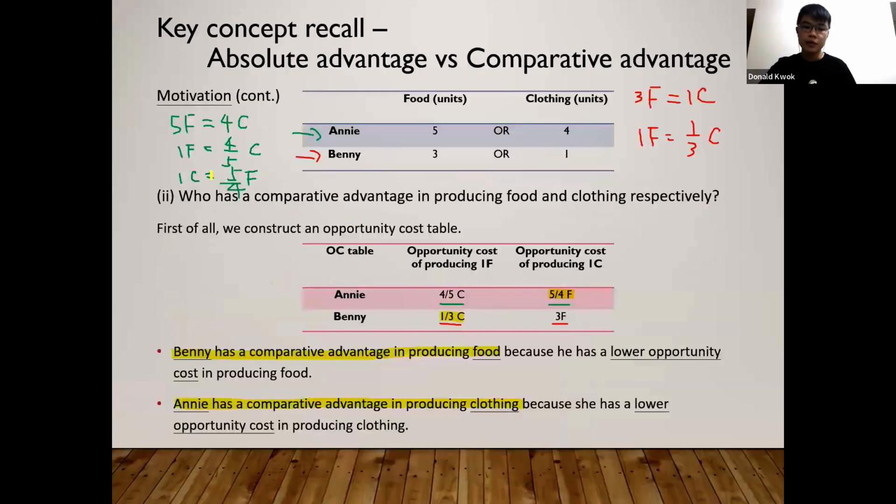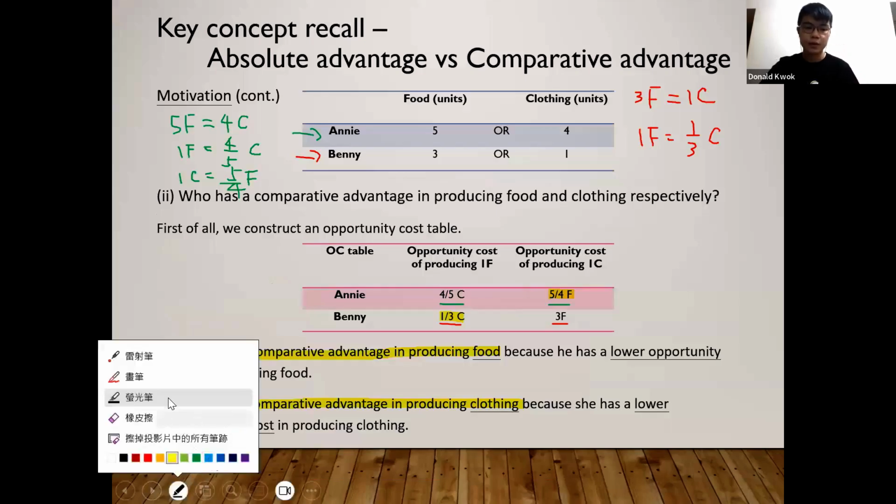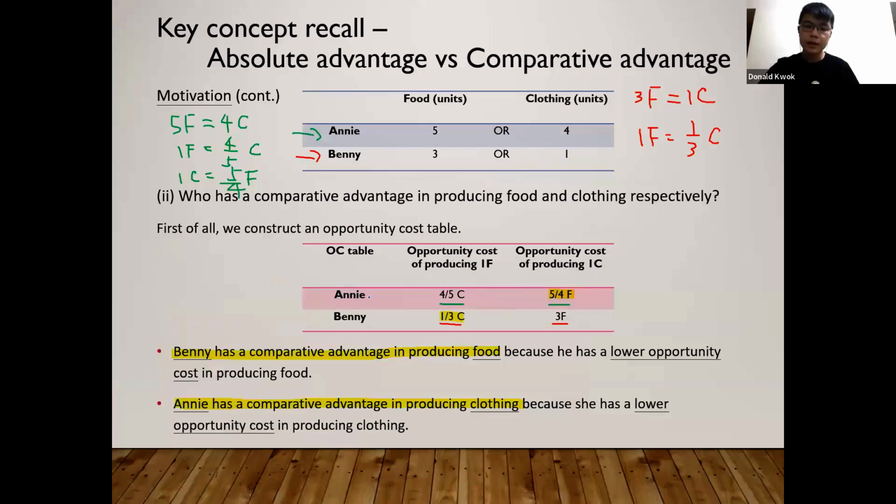So let me go back to the second part here to illustrate what I exactly mean about the last 2 remarks. Instead of using the numbers here, let me make up some random numbers. Let's say the opportunity cost of producing 1F for Annie is XC, while that for Benny is YC. Just some random numbers to illustrate the idea. So we know that the opportunity cost of producing 1 unit of clothing for Annie will be 1/X F, while for Benny it will be 1/Y F, the reciprocal.